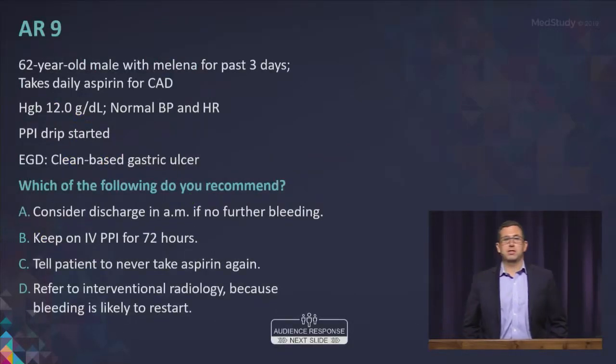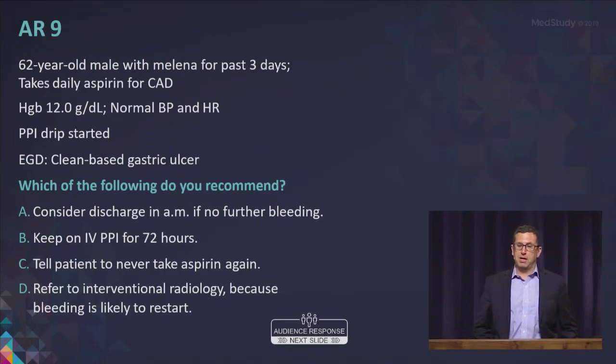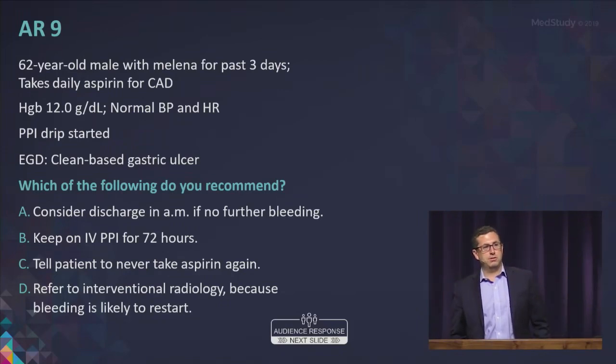Question number 9. A 62-year-old male comes in with melena for the past 3 days. He takes daily aspirin for coronary artery disease. Hemoglobin isn't too bad. It's at about 12. Vital signs are okay. PPI drip is started. The GI doctor comes in, does an EGD, and finds a clean-based ulcer. So clean-based. Which of the following do you recommend?